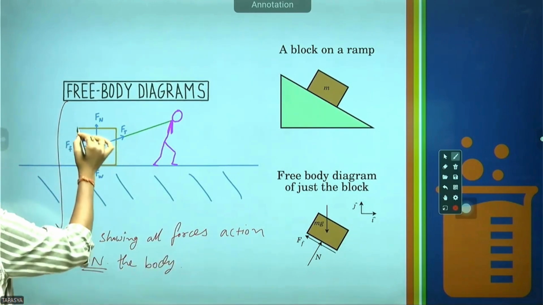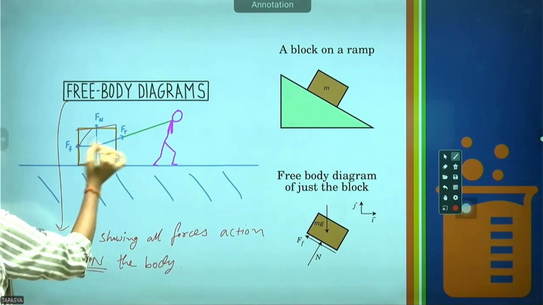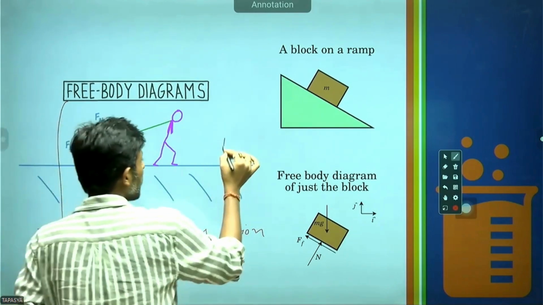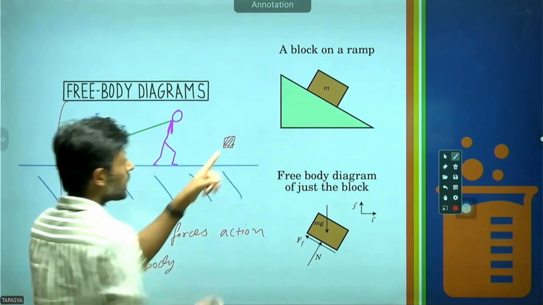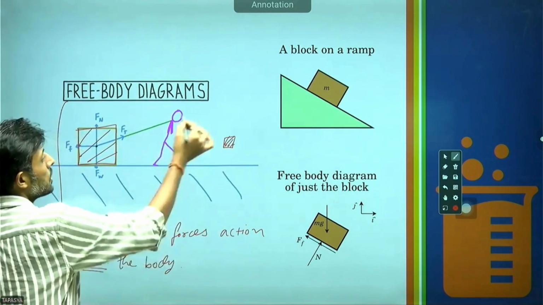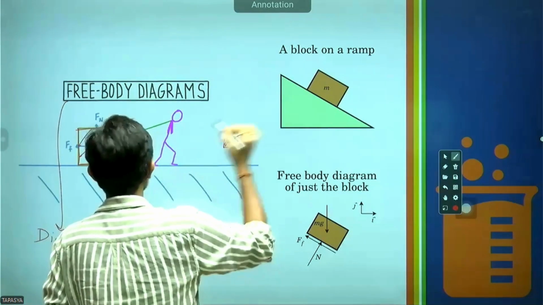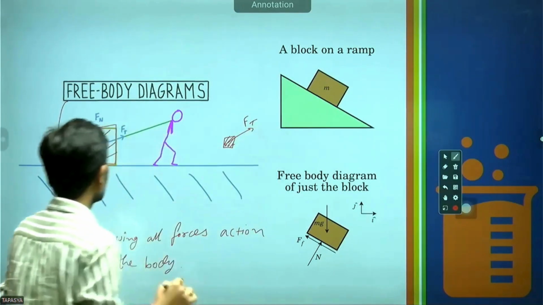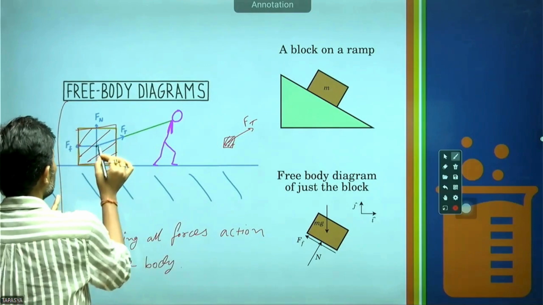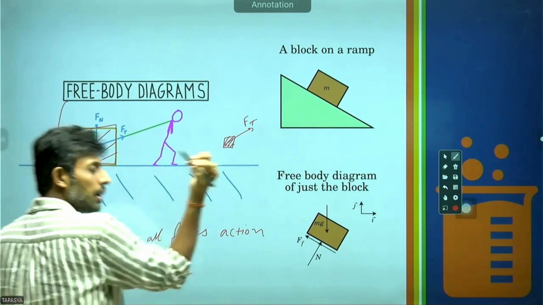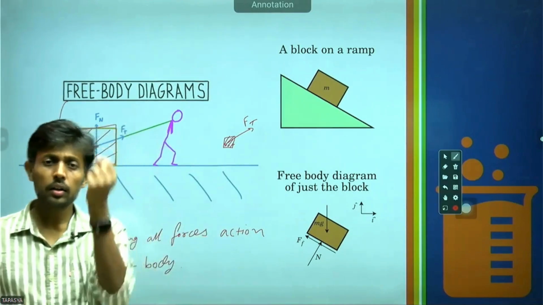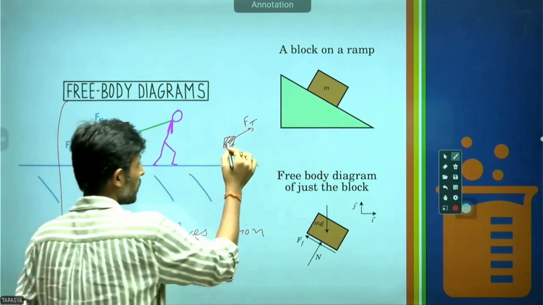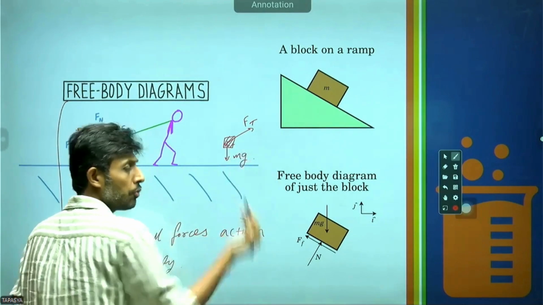So if I have to draw the free body diagram of this block, I only take a look at what are the forces acting on this block. This person is pulling it, right? So in this direction, definitely a tension force will act. This object would have some mass, so Earth is going to pull it down towards itself. So some mg force will act on it.